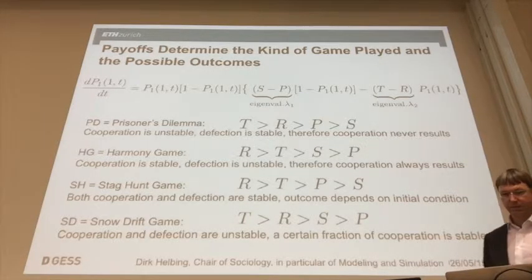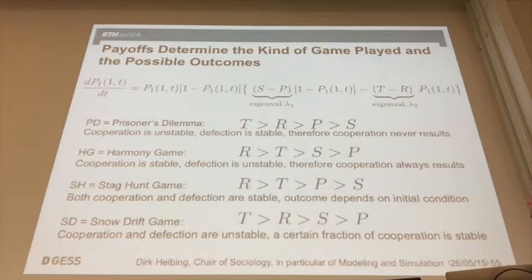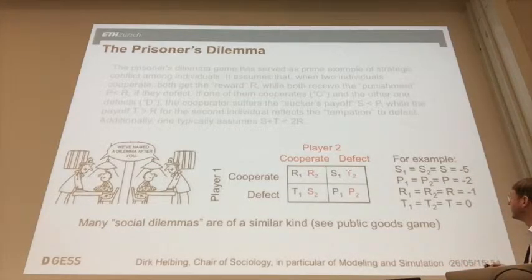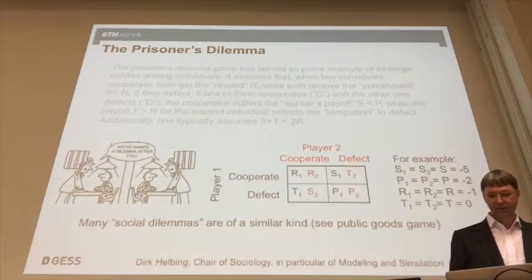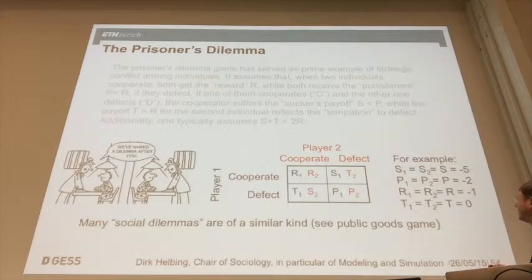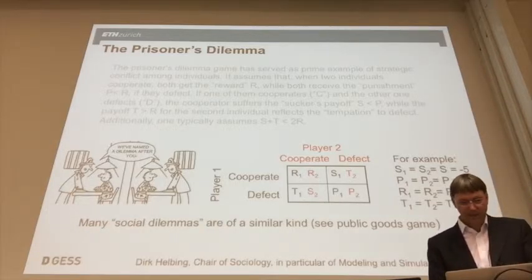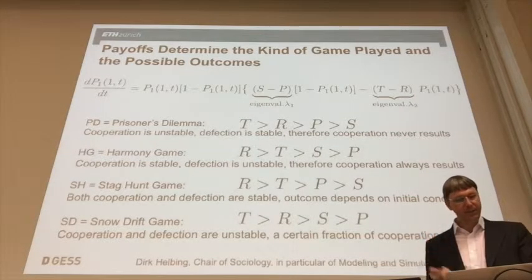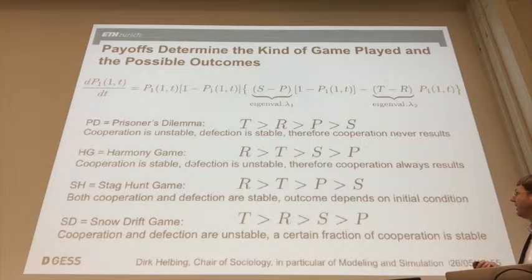Now, in principle, however, we could have a different ordering of these different payoffs in the matrix that we've seen before, right? So we had R, reward, T, temptation, S, sucker's payoff, and P, punishment. But now, if we don't give these interpretations to the parameters over here, but allow them to have any size, then we can have 4 different kinds of cases. I was just introducing you to the prisoner's dilemma, where cooperation is unstable, defection is stable, and therefore cooperation is never expected to resolve. However, there could be a harmony game, where cooperation is stable, defection is unstable, and therefore cooperation is always the result.